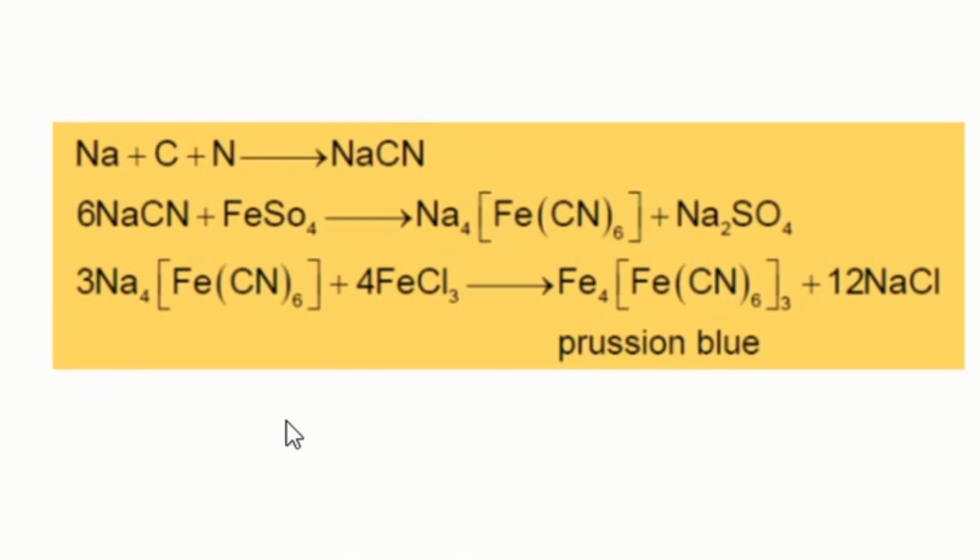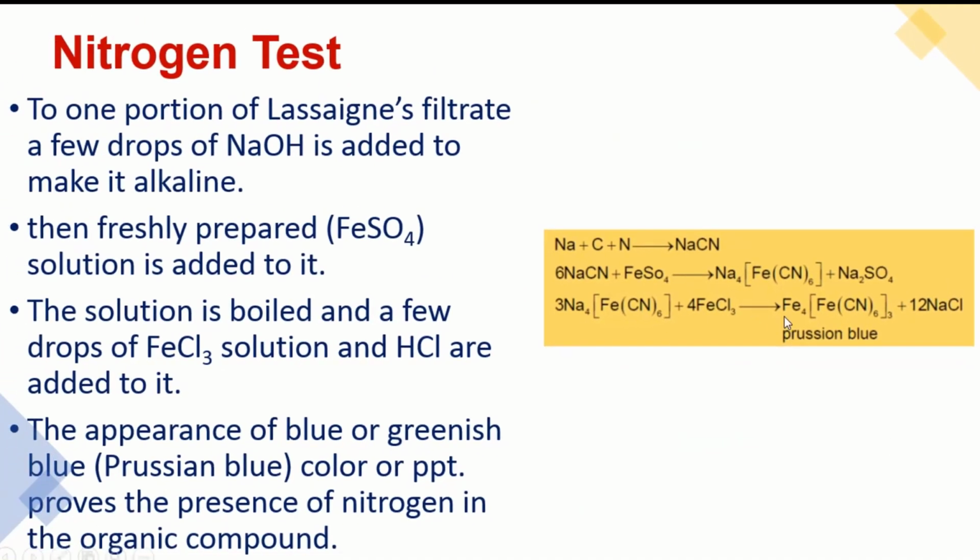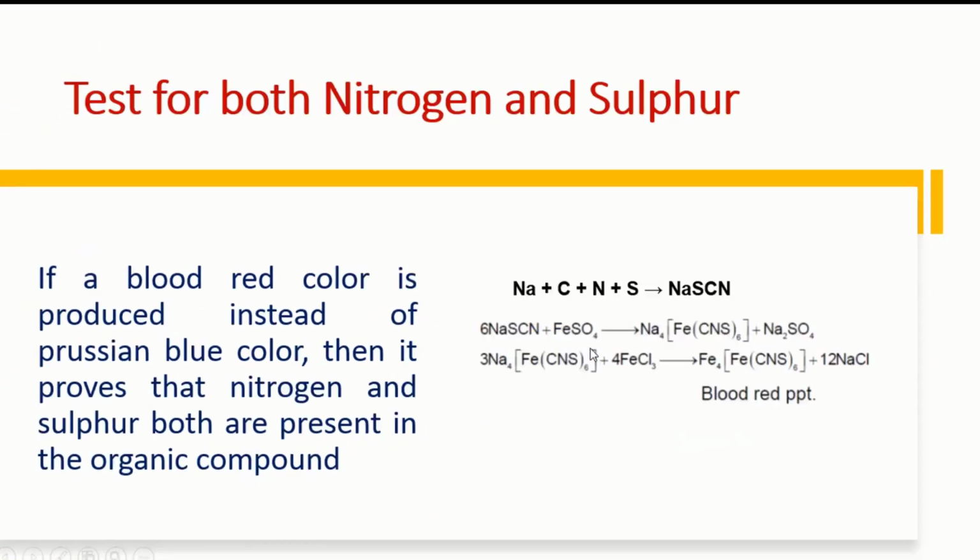Sometimes there is a possibility that the organic compound contains both nitrogen as well as sulfur. So if nitrogen and sulfur both are present, then instead of Prussian blue color, we get a blood red precipitate. So the formation of this blood red precipitate shows that the organic compound contains both nitrogen as well as sulfur. If a blood red color is produced instead of Prussian blue color, then it proves that nitrogen and sulfur both are present in the organic compound.